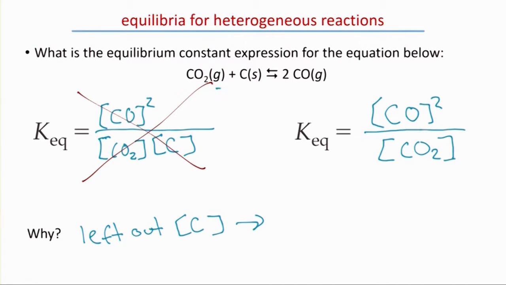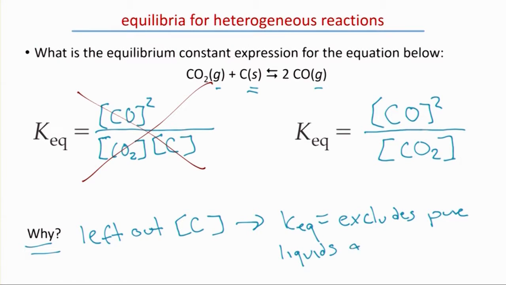Now, why is that? Well, if you notice, we have two things in the gas phase, and that carbon was in the solid phase. So why did we leave this out? The K equilibrium excludes pure liquids and pure solids on the right-hand side of the equilibrium expression.